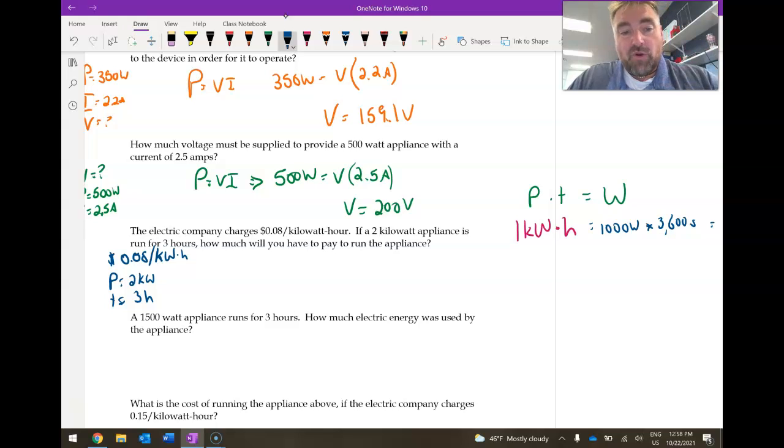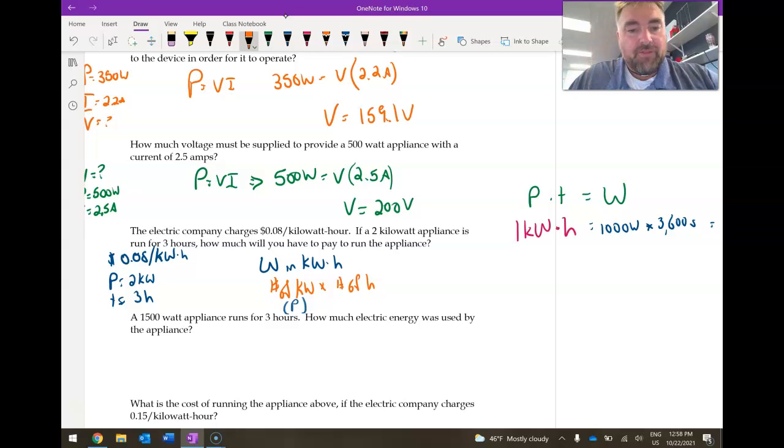In order to find your energy in kilowatt hours, what you're going to do is take the number of kilowatts, so our power, and you're going to multiply that by your number of hours.